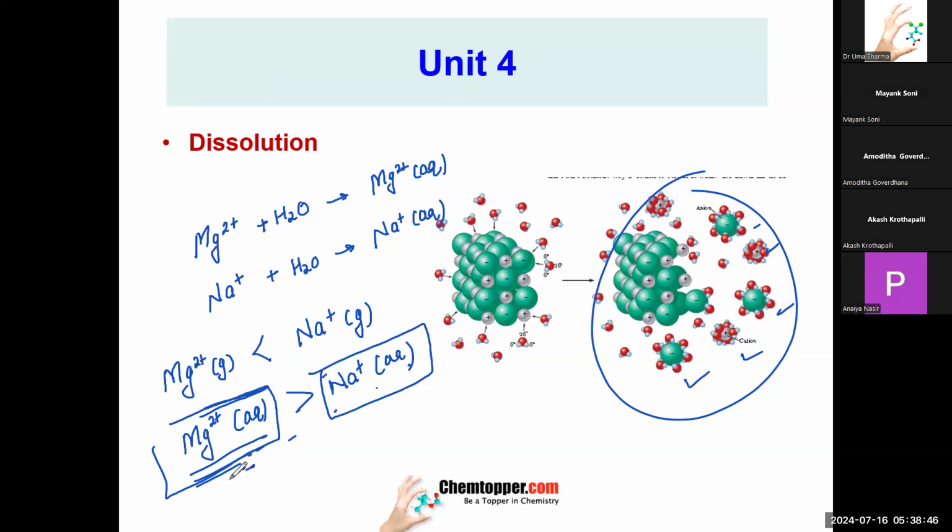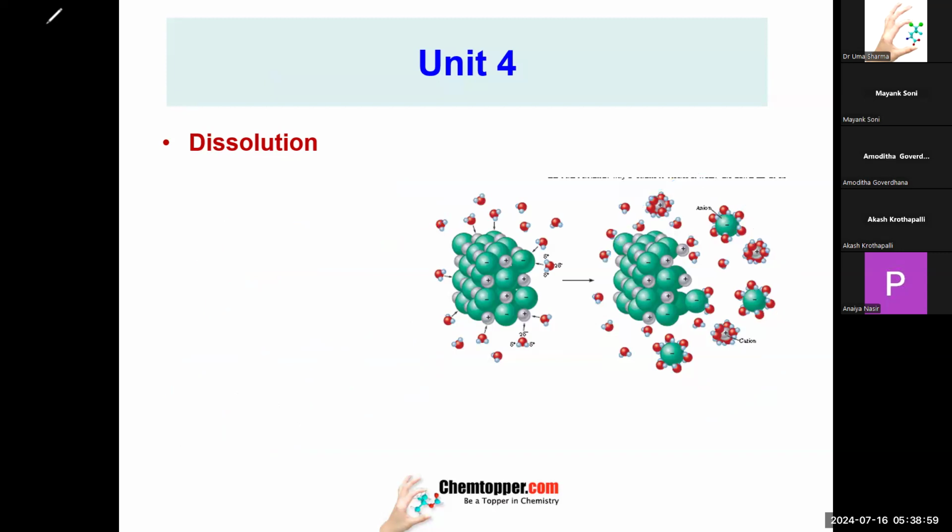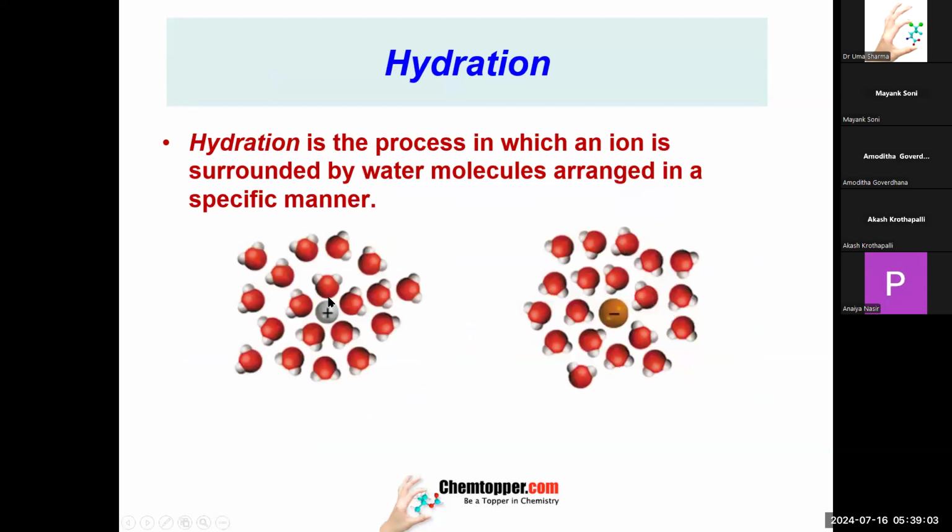Yes, the bigger, massive ones have less kinetic energy, less velocity, so they will move slowly. Okay, so that's the process of dissolution, which we have already understood. Now hydration is clear. Can you see how Na plus is hydrated? Cations are heavily hydrated by oxygen. This is oxygen. These are hydrogens. See the orientation.